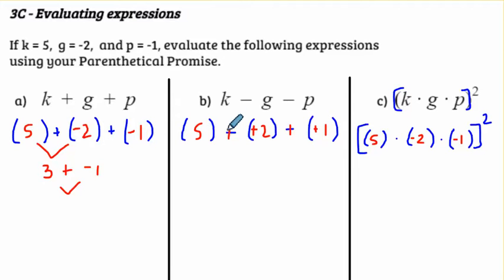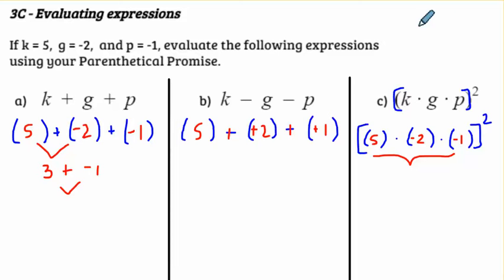We have 5 plus 2 plus 1. You can do that. Last one, order of operations says we take care of whatever is inside the parentheses or brackets first. So when we do that, we have a positive 5 times a -2.